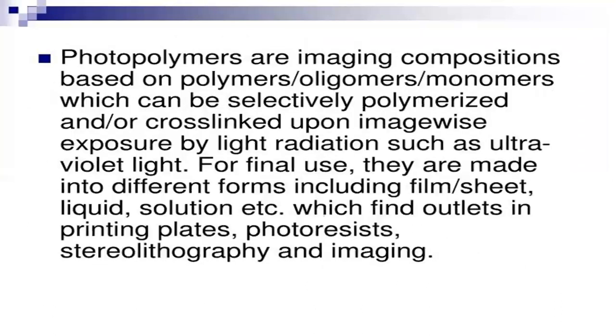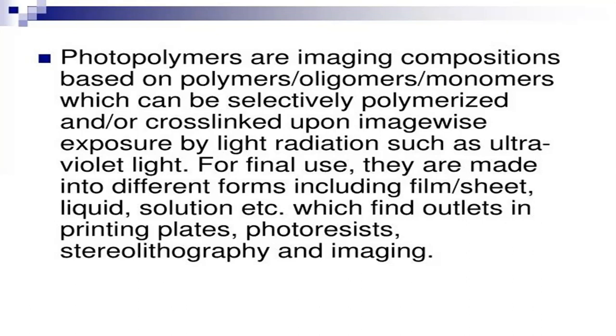And next one, photopolymers are imaging compositions based on polymers, oligomers, and monomers, which can be selectively polymerized and/or cross-linked upon image-wise exposure to light radiation such as ultraviolet light. For final use, they are made into different forms, including film or sheet, and also liquid, solution, etc., which find outlets in printing plates, photoresist, stereolithography, and image processing.